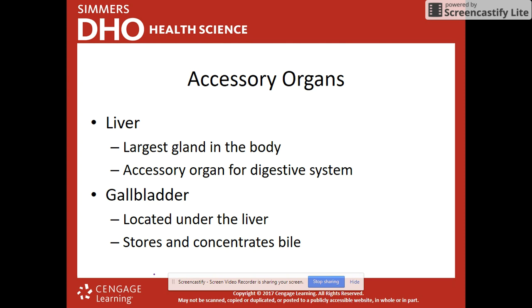Okay, so then we have the gallbladder, and the gallbladder is located up underneath the liver.